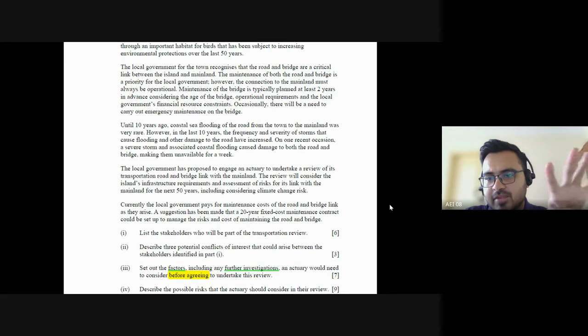Local government and mainland government, that gives you 4 easy points. Actuary should always be there. Climate association group, environmental risk bodies. Animals, particularly birds, okay, that is in a way, yes, they're kind of there, but it's better that we stick to more technical things.